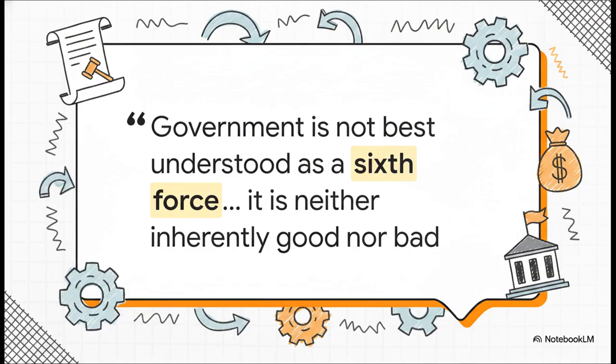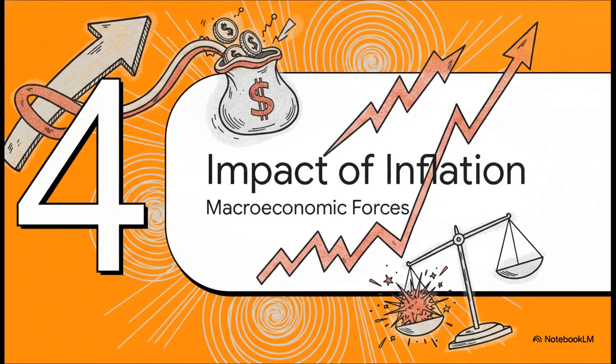Michael Porter's own words clear up a massive misconception here. Government is not a sixth competitive force. Why? Because government involvement isn't inherently good or bad for profitability. Instead, you analyze government policies by looking at how they impact the existing five forces. A new tax or regulation doesn't just sit outside the model, it flows directly into how buyers, suppliers, and rivals actually behave.